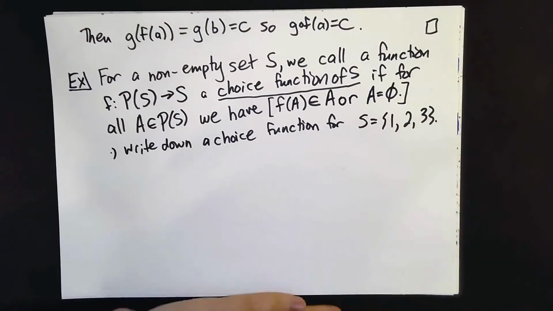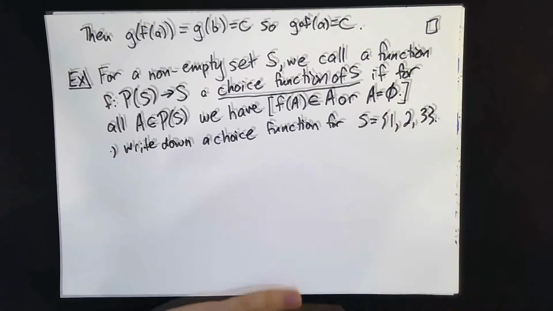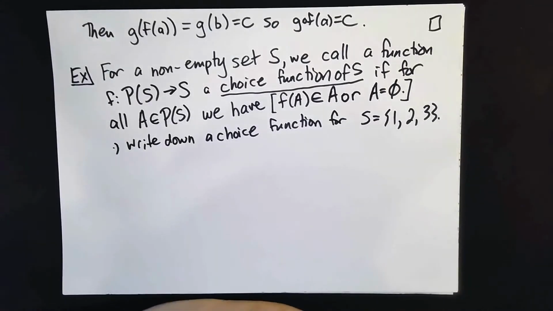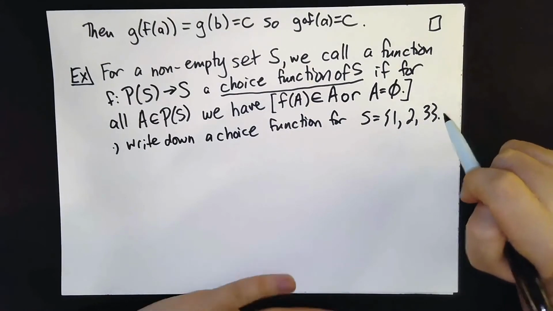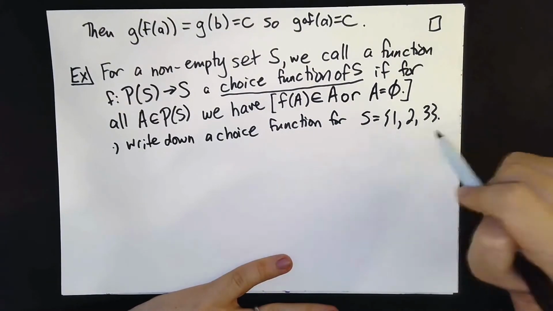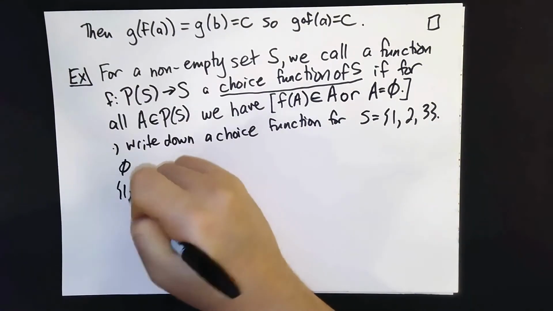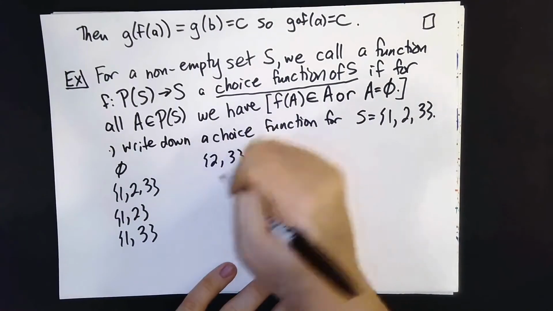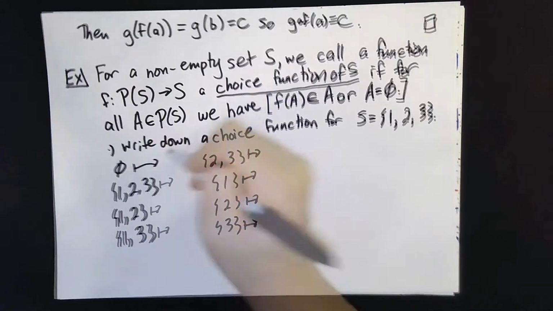So let's start with just writing down a choice function for a set. I'll choose the set {1, 2, 3}. One way to write down a function is to just write down all of the elements of the domain of the function. Now note, I'm pointing at this S, but the S isn't the domain. The power set of S is the domain. So let's write down the power set of S. Remember, S has 3 elements, so its power set should have 2 cubed, which is 8 elements, and here we have them. So where do I send them?